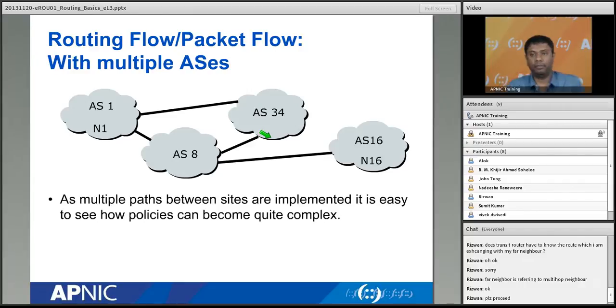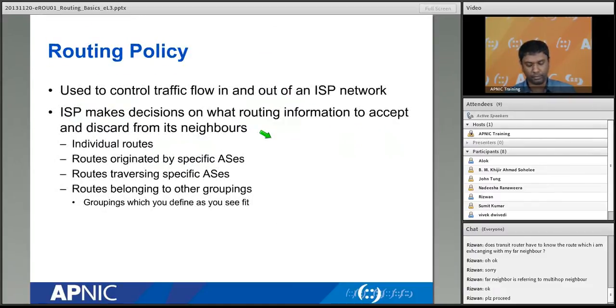As I said, to build multiple paths, we need to advertise the prefix through all the possible paths. If the physical connectivity is there, but the prefix advertisement doesn't traverse via that physical connectivity, the path will not be built. Okay. So that's what we call routing policy. The routing policy is actually used to control the traffic flow in and out of an ISP network. So for example, a single ISP can take a decision on how the path will be built or not.